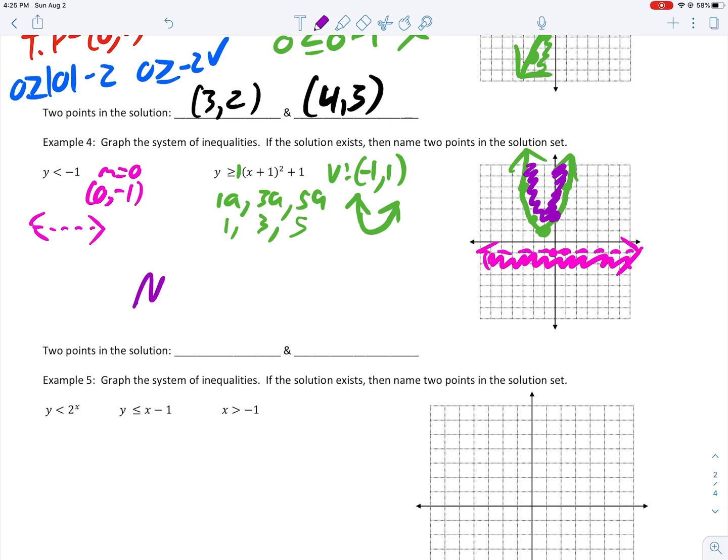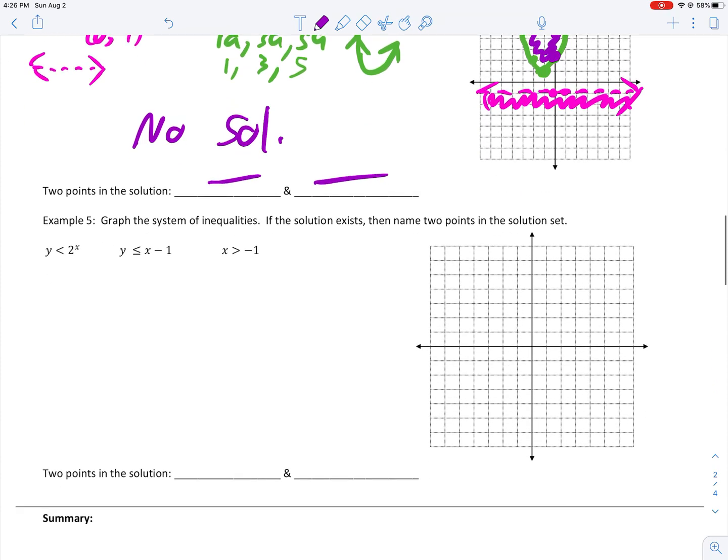So is there a solution? No. This has no solution because there's no overlapping region. So there's no point that makes both inequalities true. So there's no points to write there. And that does happen. They have to overlap to have a solution.